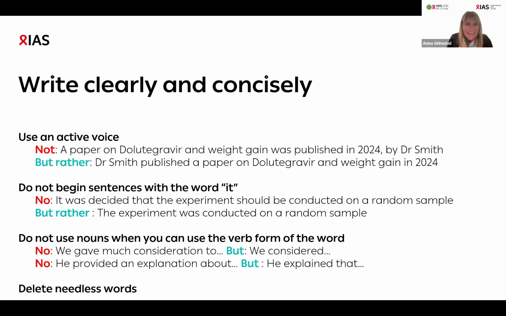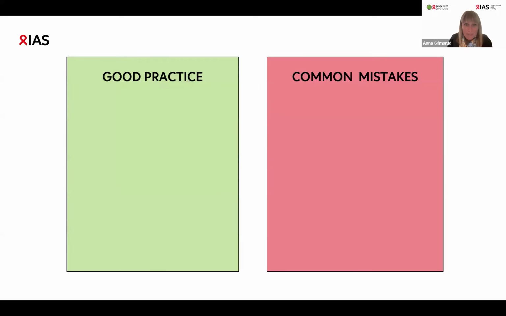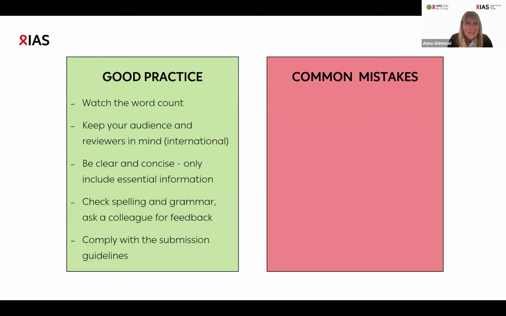My next slide, before I hand back to Alberto, is to talk you through some good practices and some common mistakes. So on the green column of good practices, you are going to have to make sure you adhere to that word count. Your abstract will often be cut off if you try and go over, so make sure that you adhere to that. Think about who your audience is, right? If you're writing an abstract for a national conference, you can presume that the people in the audience know something about, for example, the HIV response in your country.